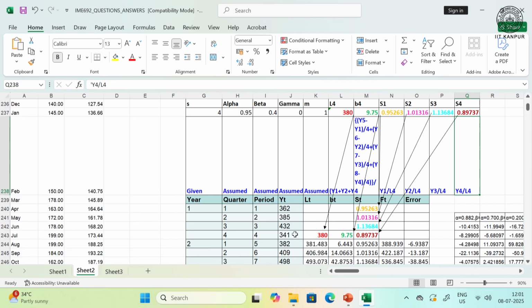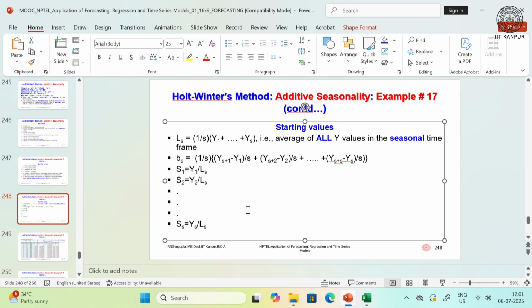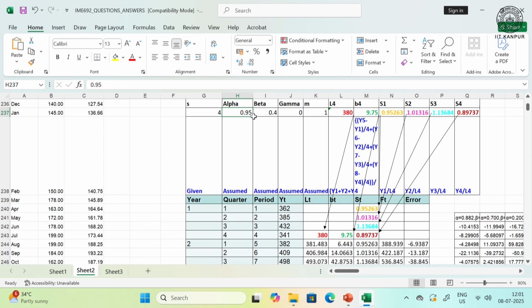Now, given this, I have utilized the starting values, everything is done. I have considered some alpha, beta, gamma values, I have taken M as 1. So, initially again I am repeating, L4 found out, B4 found out, S1, S2, S3, S4 all found out based on the concept. We have considered alpha as 0.95, we have considered beta as 0.4, we have considered gamma as 0, and we have considered M as 1. Now, we need to proceed.